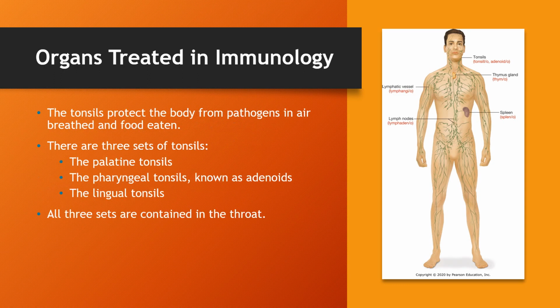The tonsils protect the body from pathogens in the air that we breathe and the food that we eat. There are three sets of tonsils: the palatine tonsils, the pharyngeal tonsils, also known as adenoids, and the lingual tonsils. All three sets are within the throat area.